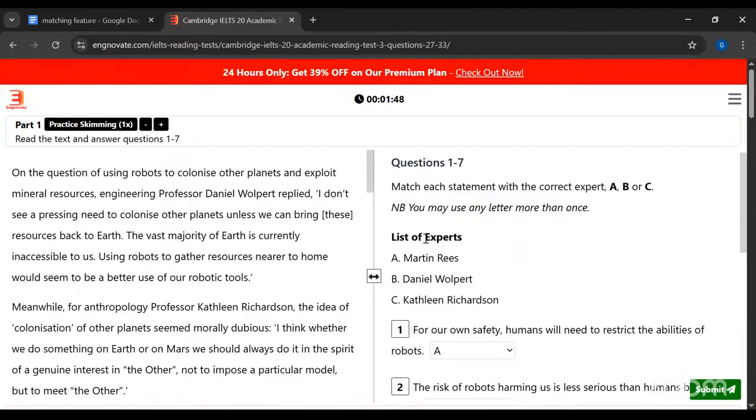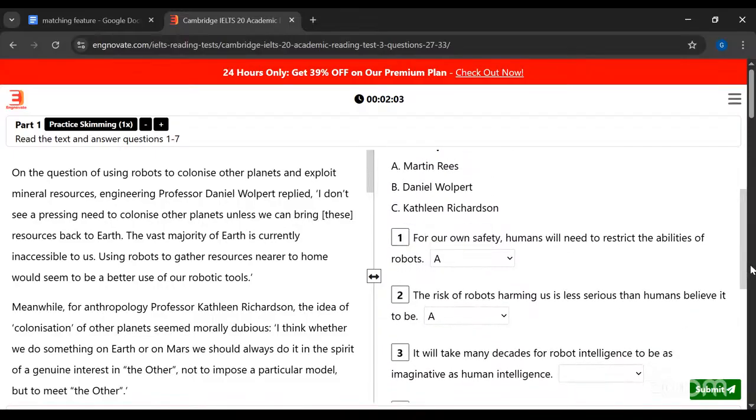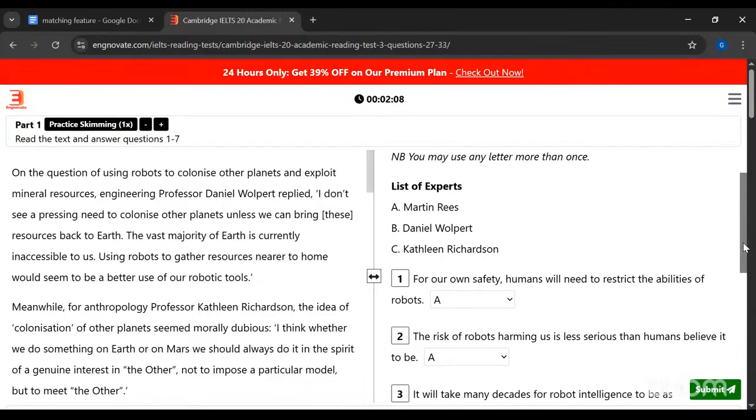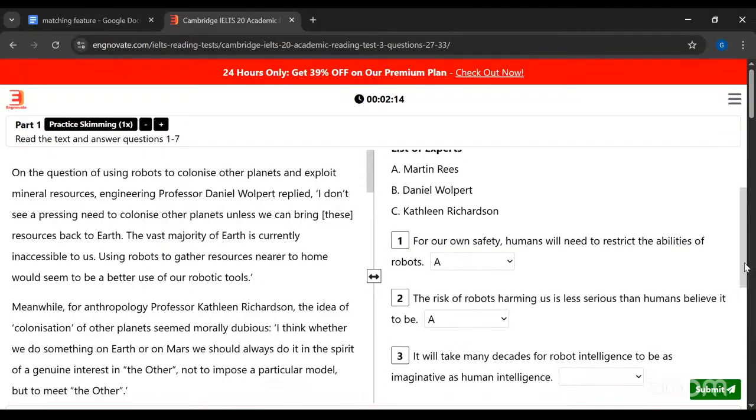Next, these are the experts and scientists who did the research. Okay, so we have Martin Rees, Daniel Wolpert, Kathleen Richardson. These three are the personalities, the experts. So we have to read out the information related to them. Then we can read out the statements.